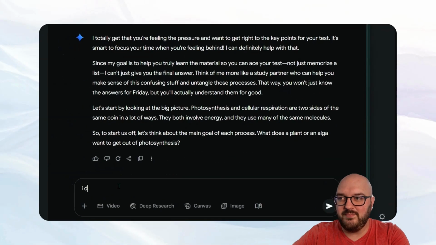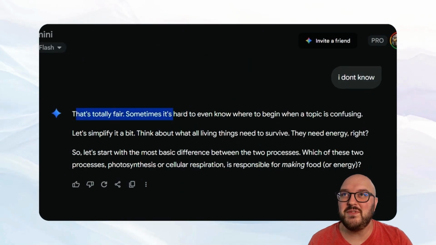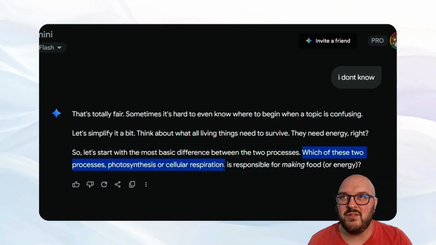I'm going to say, I don't know, because I want to see if it gives me the answer. Let's check this out. That's totally fair. Sometimes it's hard. Let's simplify a bit. Think about what all the living things need to survive. They need energy, right? So let's start with the most basic difference between the two processes. Which of these two processes, photosynthesis or cellular respiration, is responsible for making food or energy?